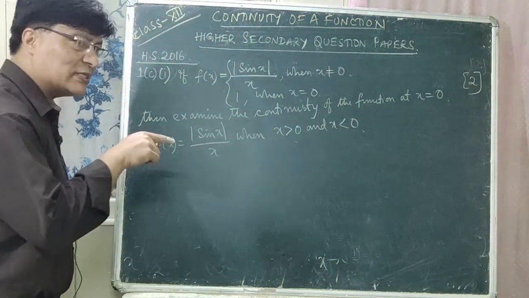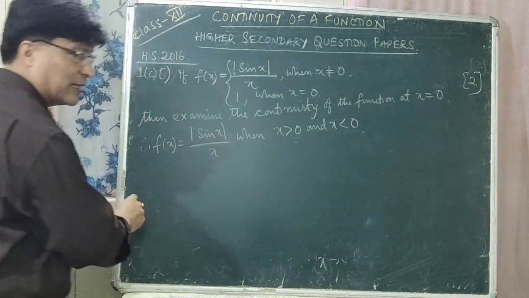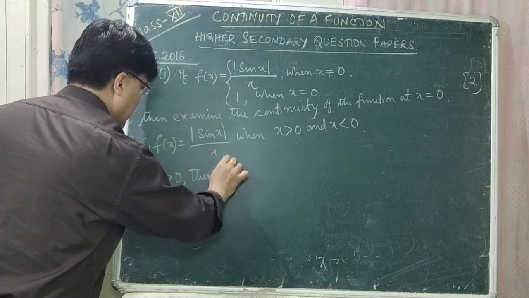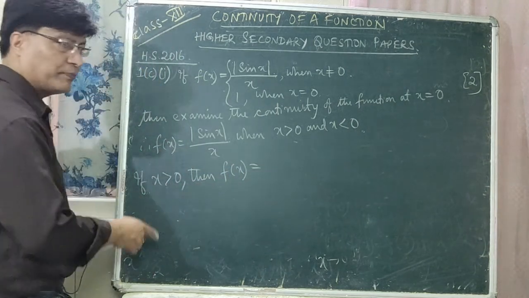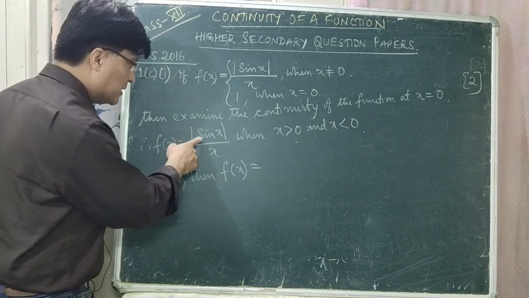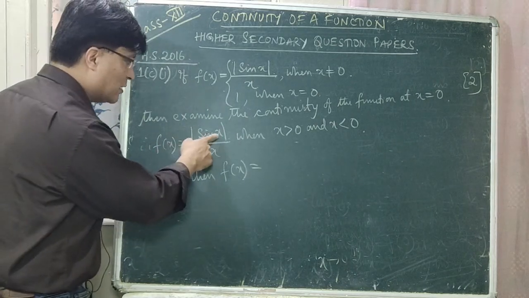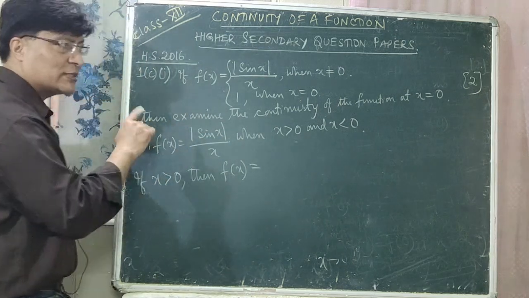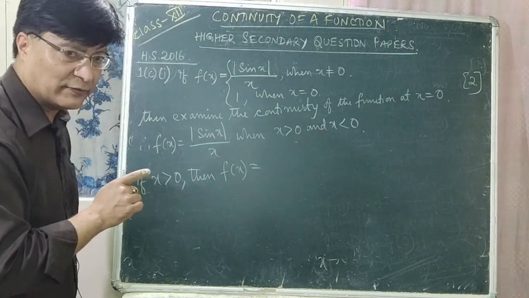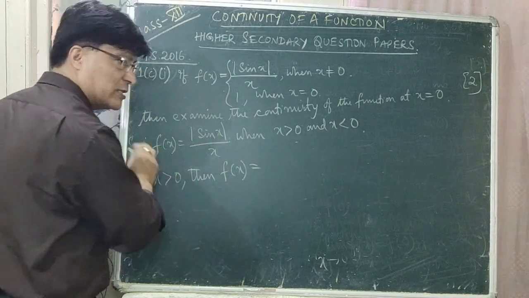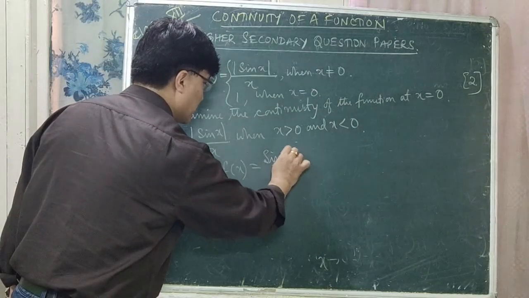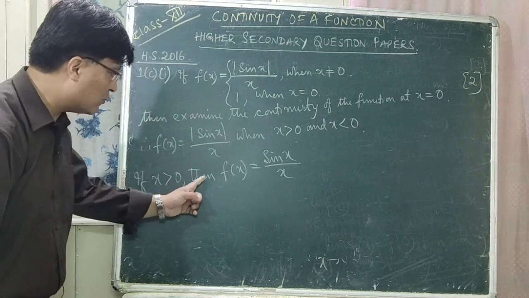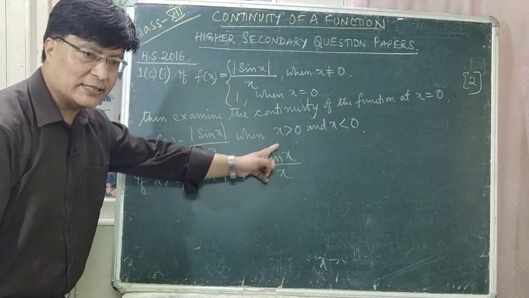Okay. Now let us simplify the value of f of x when x greater than 0. So if x is greater than 0, then sin x is always positive. Sign of positive number is positive sin x. Since this is already positive, just write down sin x. So it is sin x divided by x. If x is greater than 0, then what is the value for f of x? It is sin x divided by x.